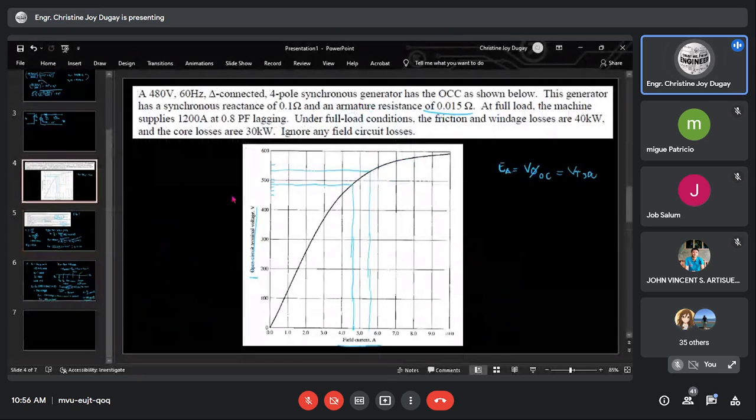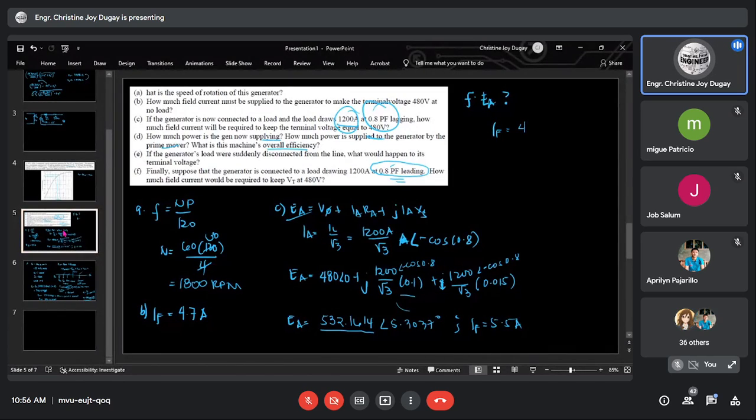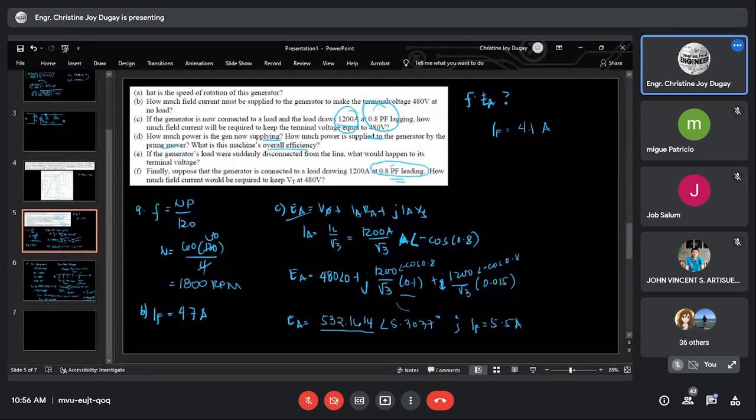So dito, 451 siya. Approximately nasa gitna siya, no? Parang andito, no? Nasa 4 siya o kaya pagitan ng 4.1 or 4. Somewhat 4.1, no? It could be 4.1. Sa akin lang, no? Ang IF, so from the figure, it could be 4.1 ampere. So, yan po yung magiging value ng IF po natin.